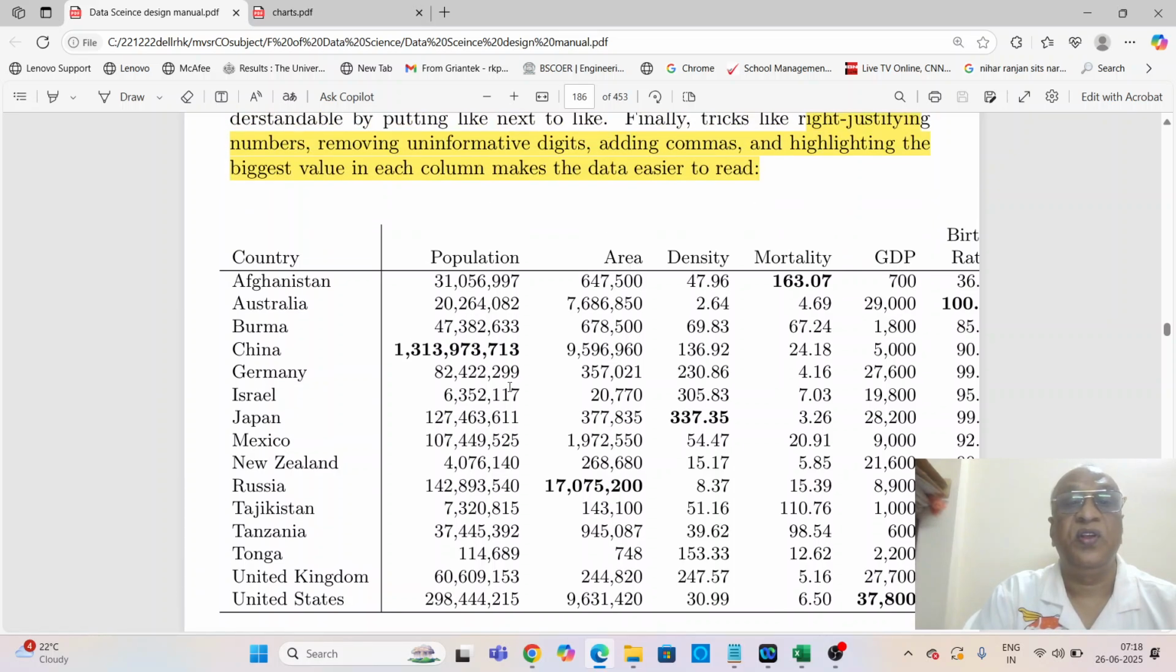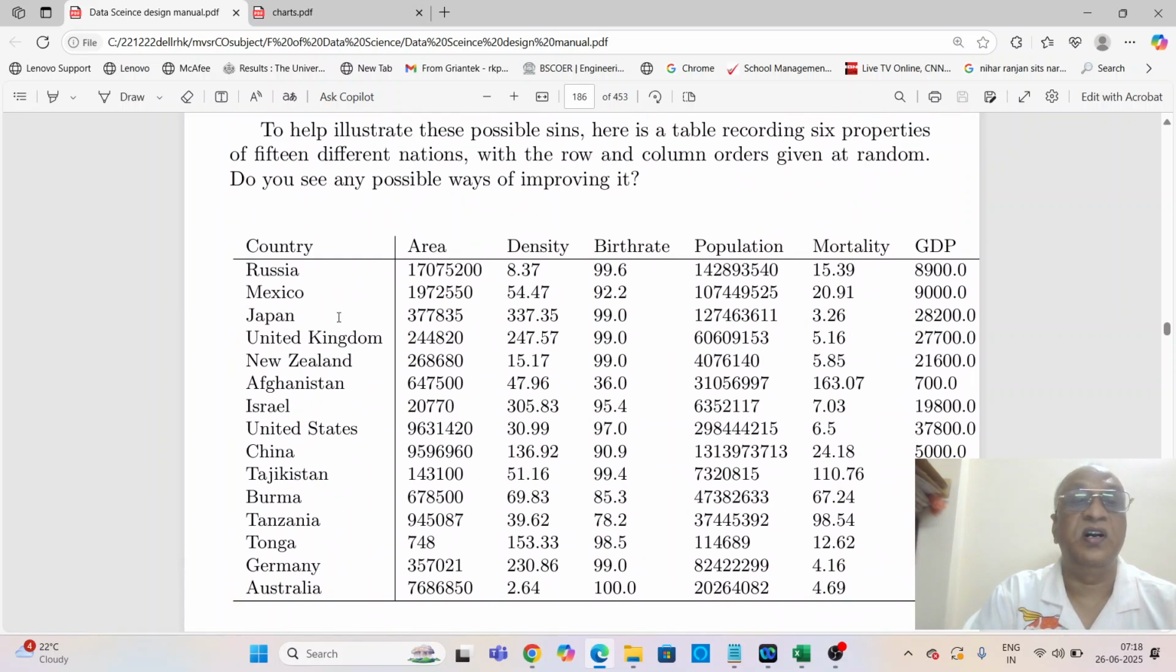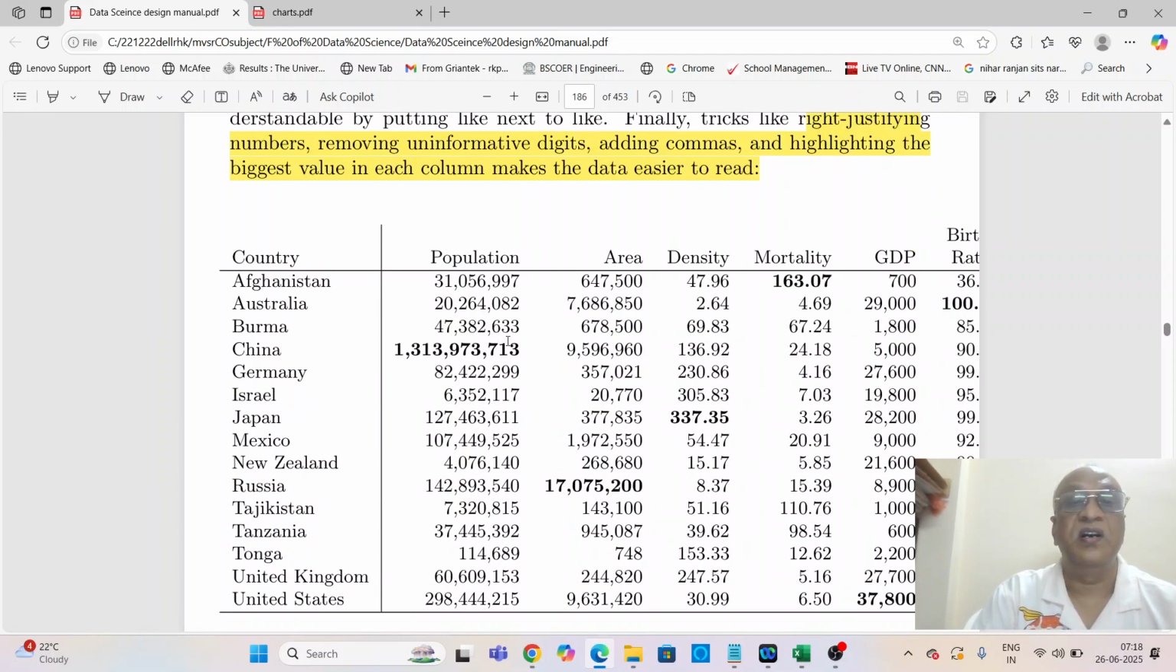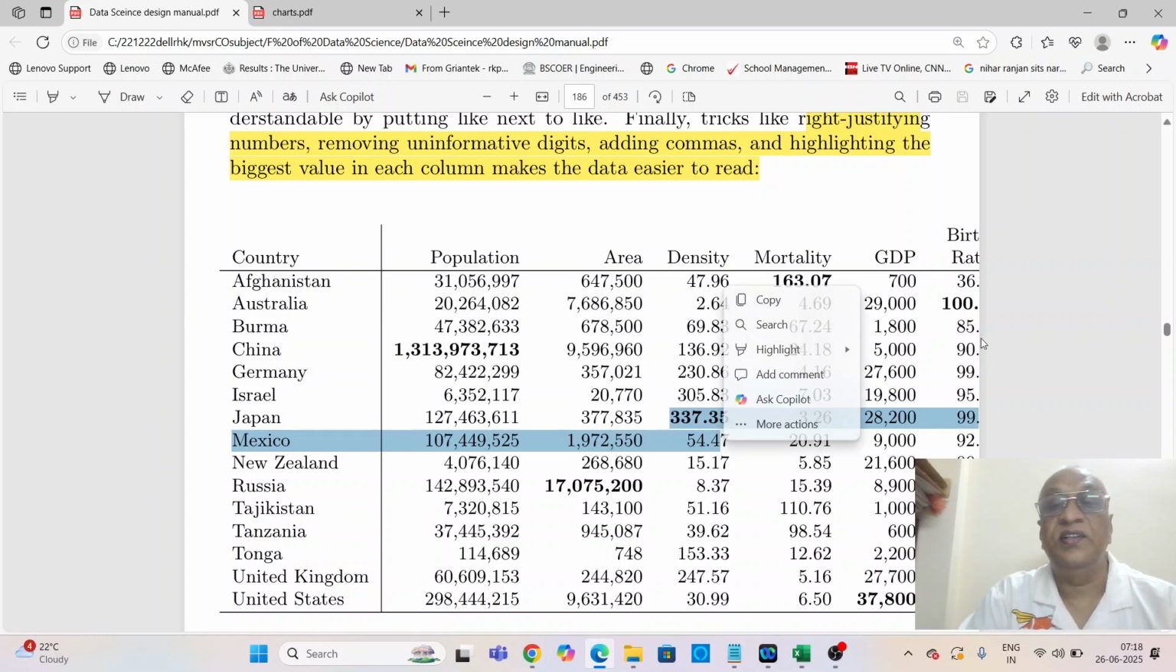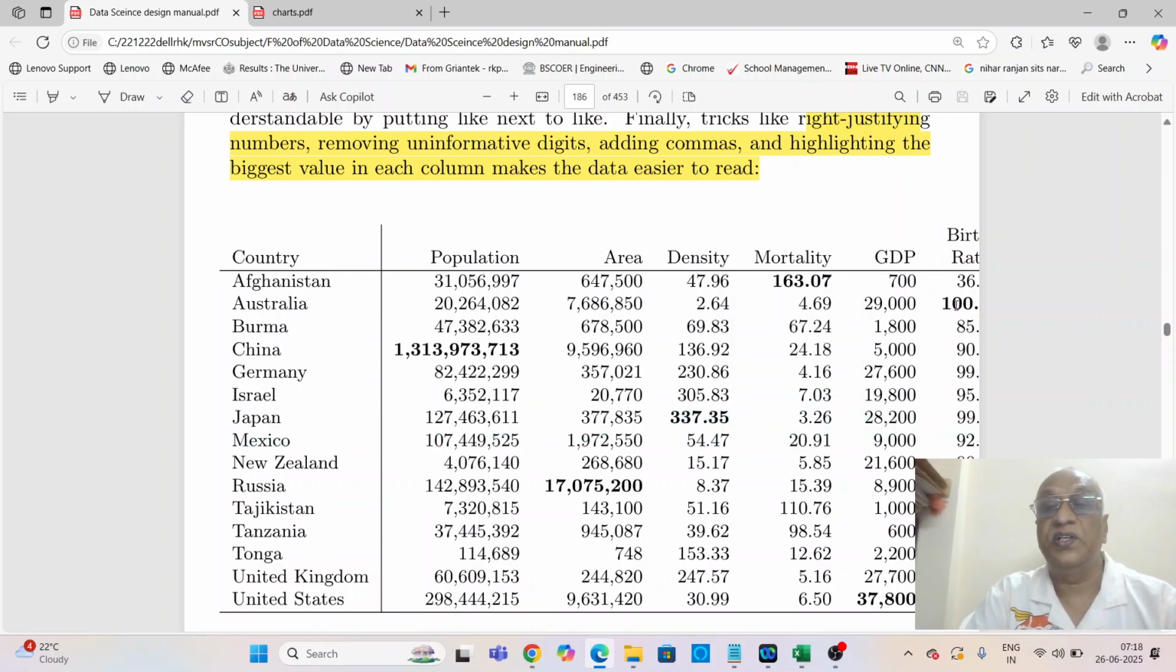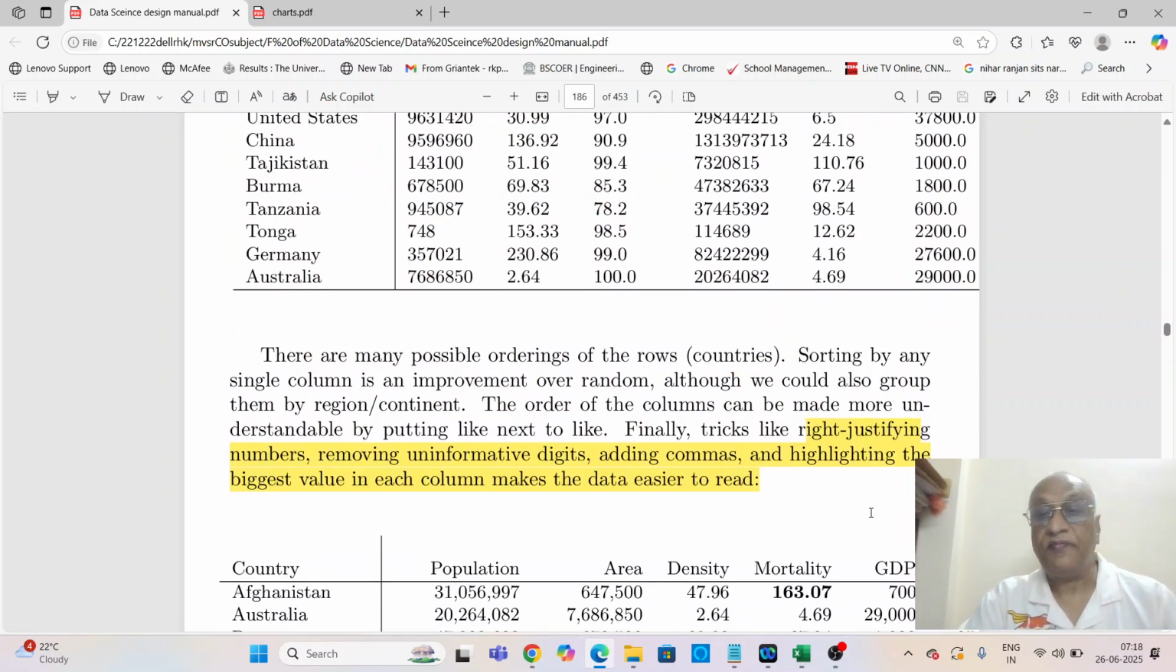What I am seeing here is that the columns have changed now. After country, here it is area. Now after that, it is showing population, and everywhere you are seeing bold things. So what are bold things? These are the highest values. So I can immediately point out that China has the highest population, Russia has the highest area, Japan has the highest density, Afghanistan has the highest mortality, Australia has the highest birth rate, and the United States has the highest GDP, right?